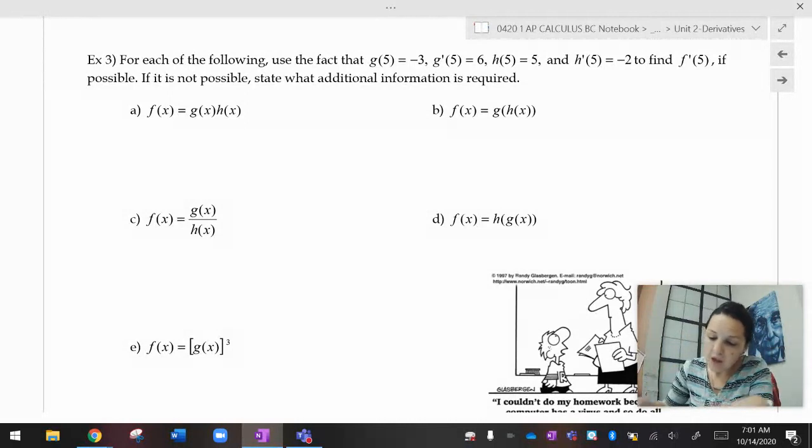So let's do that. This is one of those things where I give you a bunch of values: g of 5 is negative 3, g prime of 5 is 6, h of 5 is 5, h prime of 5 is negative 2. Find f prime of 5.